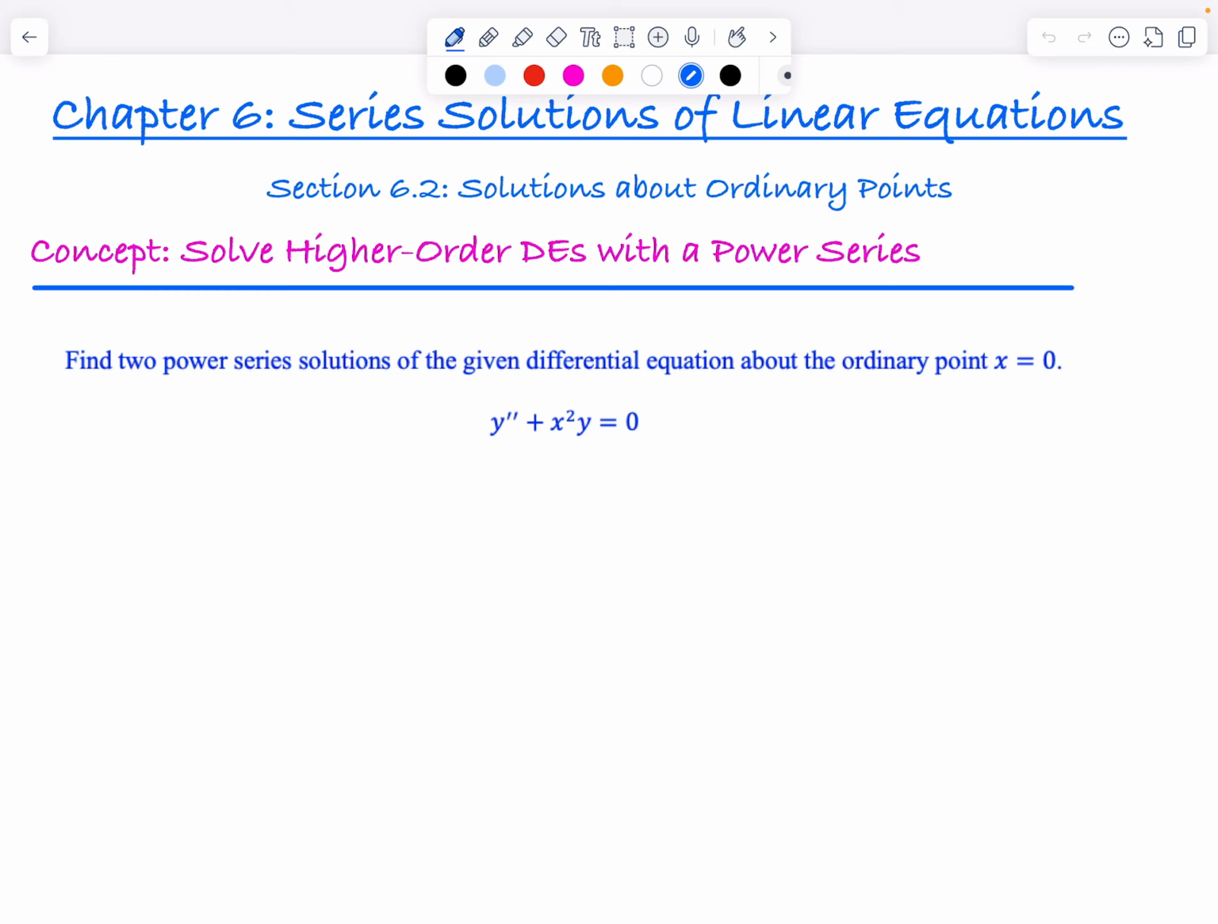All right. So it says find two power series solutions of the given diffy-q about the ordinary point x equals 0. So this is how we're going to start every single time. We're going to make a guess. My guess is going to be the sum from n equals 0 to infinity. Luckily, these guesses don't change. It'll be the same thing every time. And c_n x^n. It's like my general form of a power series.